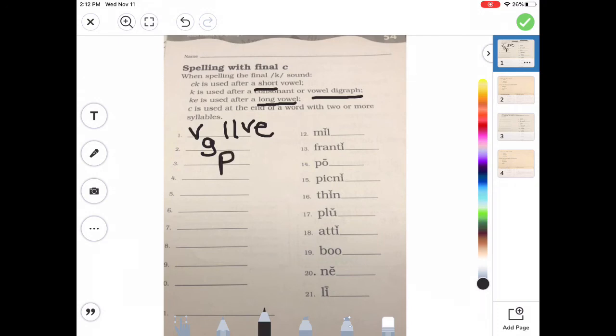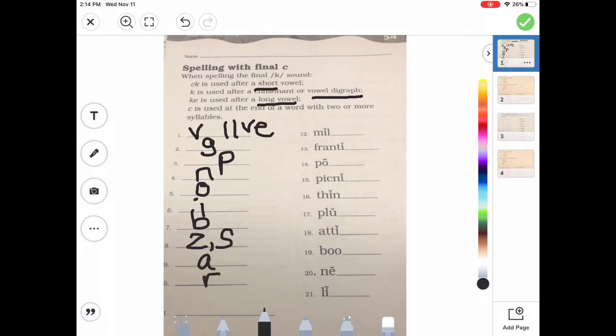P, good job. N, A, O, I, perfect. How about B? B, good job. And then Z, remember Z, comma, S. Okay, then A and R.